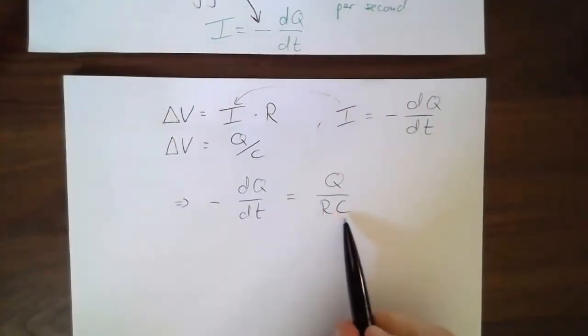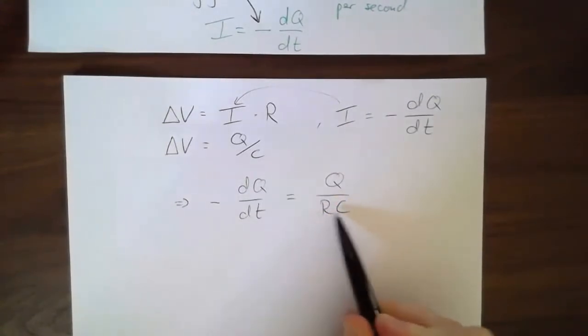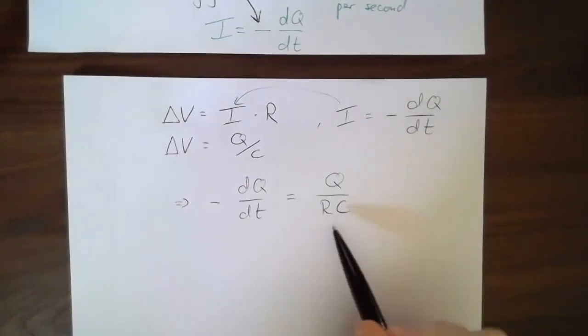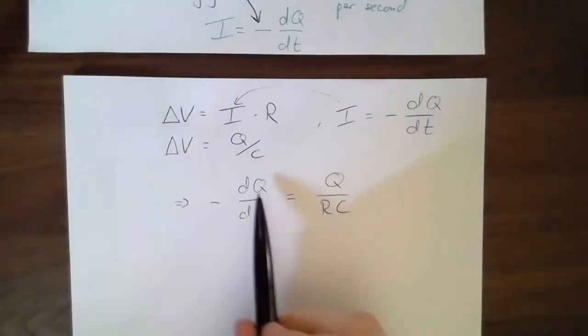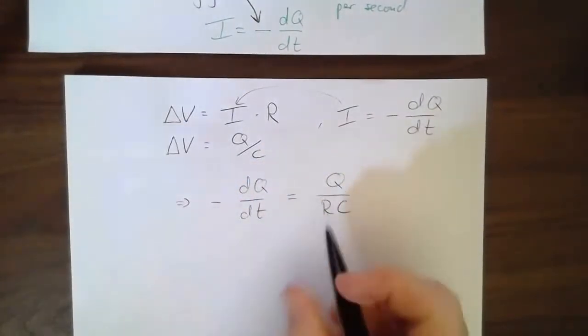So multiply the resistance by the capacitance. You can think about the units of this. It is the resistance times capacitance. Ohms times farad gives you seconds. Try to figure that one out. But this is the equation I'm going to get.